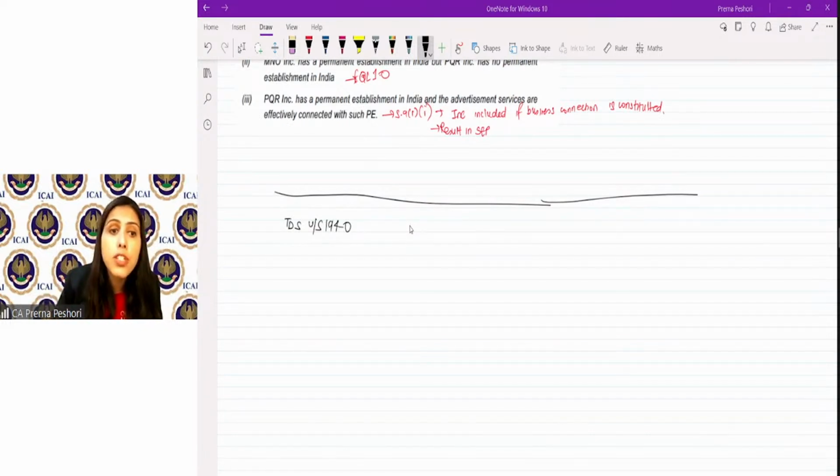But here there is a difference between the equalization levy and the TDS under 194O. What is the difference? In the TDS under 194O, the TDS is applicable on the e-commerce operator. Now, the e-commerce operator can be anyone. It can be a non-resident or a resident e-commerce operator. But what is important over here is that the e-commerce participant should be resident.